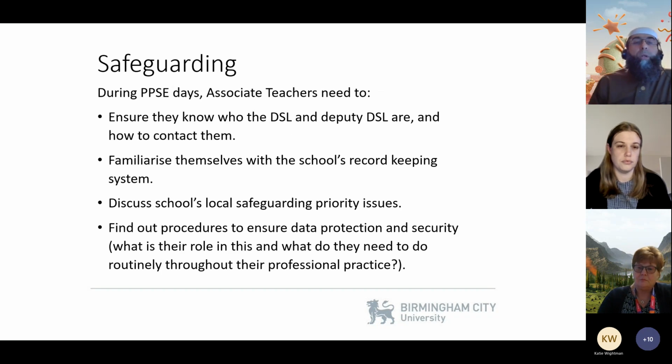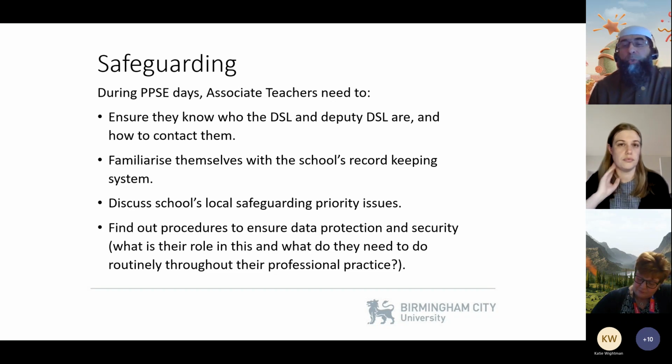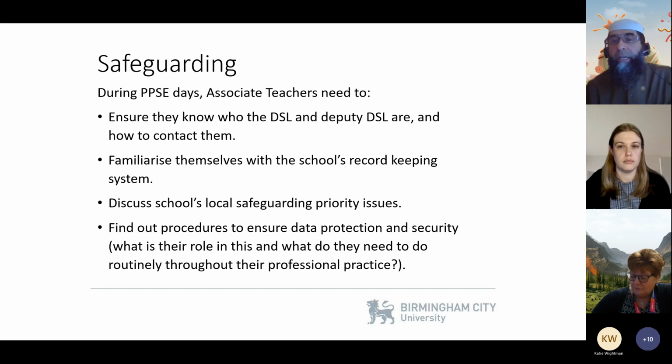Okay, and also in relation to what actually happens in school, it is one of the requirements that once they come into the preliminary preparation school experience, they find out from the school who the DSL is. But not only the DSL, but also who the deputy DSL is, and anybody else that they can contact as part of the school's DSL team. We also expect them to become familiar with the school's record keeping systems, whatever they are, and how to report and how to record all that.